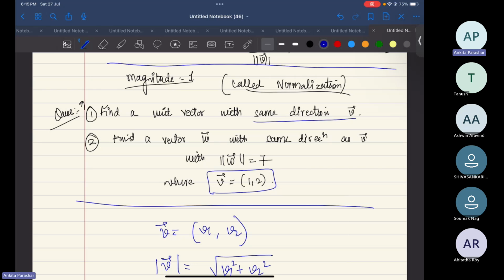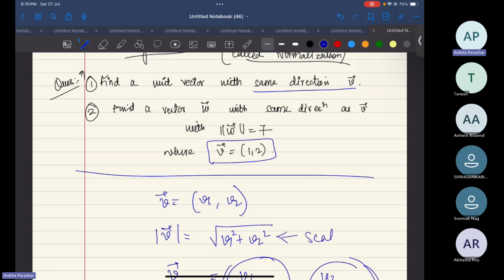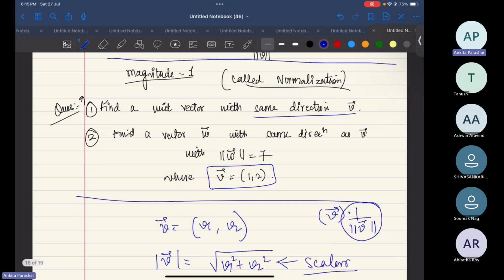Okay, how do you get it? Just by the formula, v over mod v. So how do you know that this vector will not have a different direction? Because whatever our original vector was, we are just scaling it down to the unit. So we are just applying our old scalar multiplication rule here. Since mod v is nothing but a scalar, we are just multiplying the vector by a scalar. So we are scaling a vector, which will not change the direction, it will just change the magnitude.